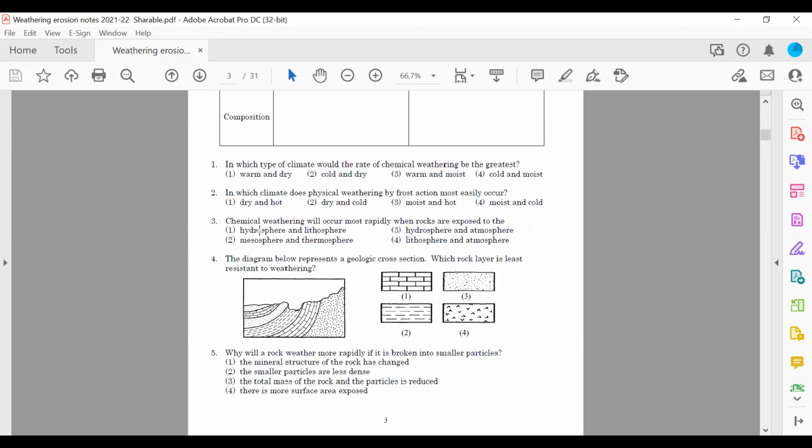I will remind you that the things that we learned previous to now are still fair game. So for example, what I'm talking about is here. It's talking about hydrosphere, lithosphere, mesosphere, thermosphere, atmosphere. You need to remember what those words are. We learned a little bit of them last chapter, and then I believe it was in chapter 1 that we learned what some of those words were.